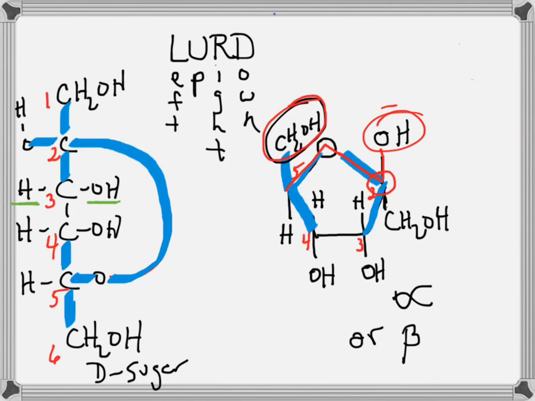The OH is up. Since both of them are up, this would be the beta configuration. If both of them were down, it would be beta. So if both are up or both are down, it's beta. If one is up and one is down, it's alpha.